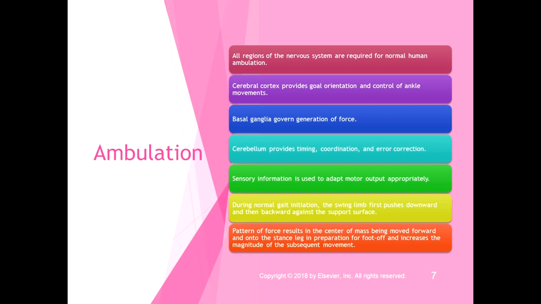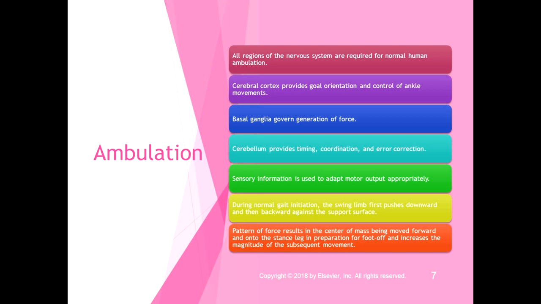For ambulation, all regions of the nervous system are required for normal human ambulation. The cerebral cortex provides goal orientation and control of ankle movements. The basal ganglia govern generation of force. The cerebellum provides timing, coordination, and error correction. Sensory information is used to adapt motor output appropriately.